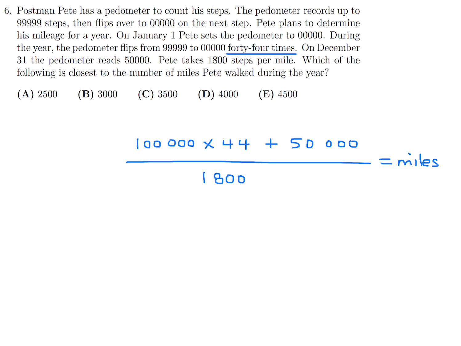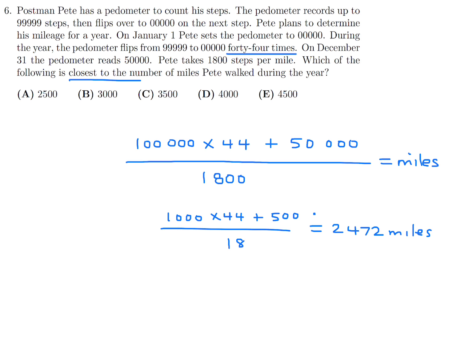Now you can chop off 2 zeros from everything, make this math a little bit easier. 500 all over 18 like that. And if you do, this comes to approximately 2472 miles. And therefore, it's closest to which of the numbers? For number 6, it would be A.